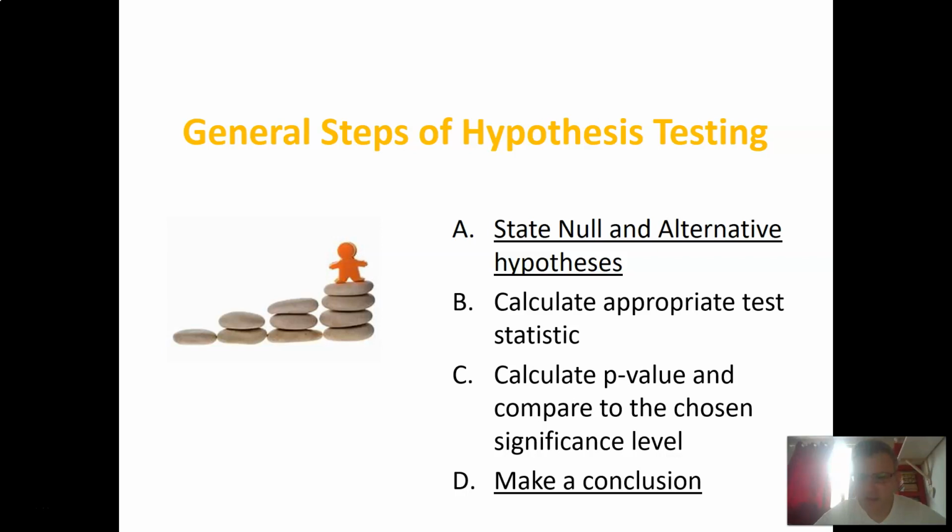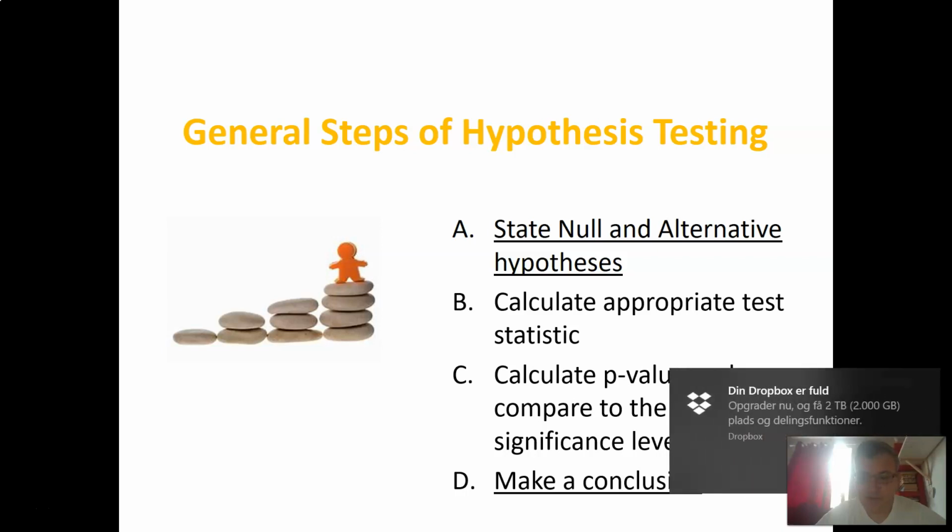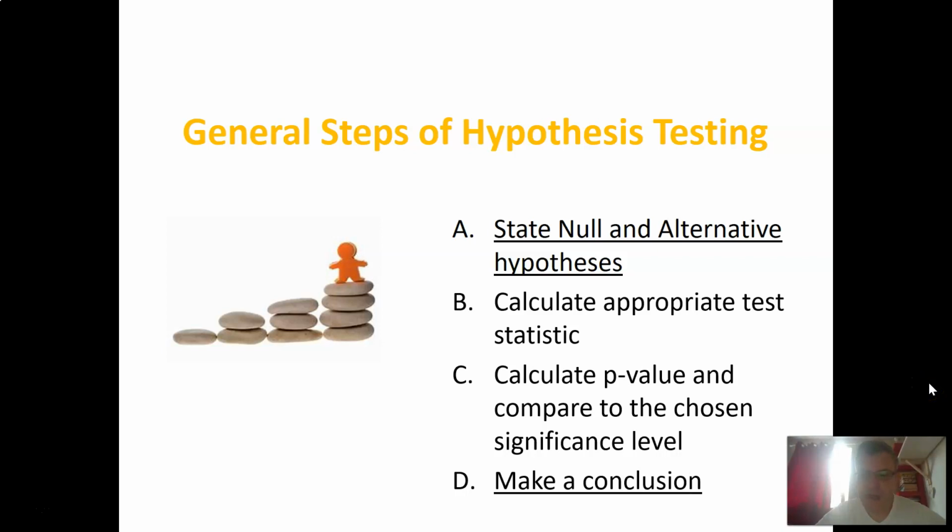So I have underlined step A and step D, as I think nowadays they are maybe the two most difficult steps in hypothesis testing, because steps B and C are basically done by software. You just have to choose the right method.